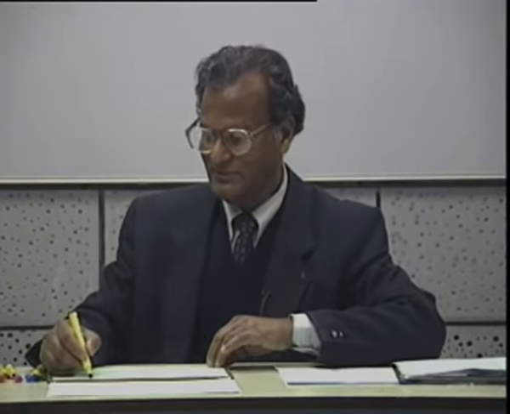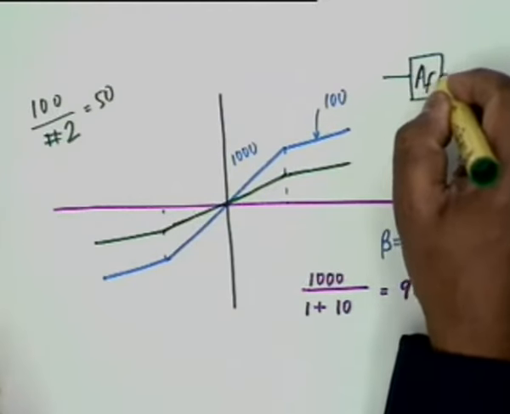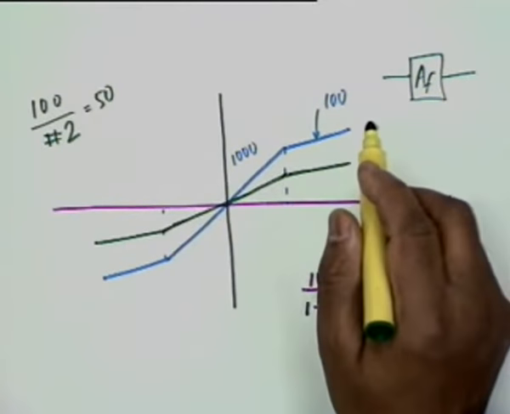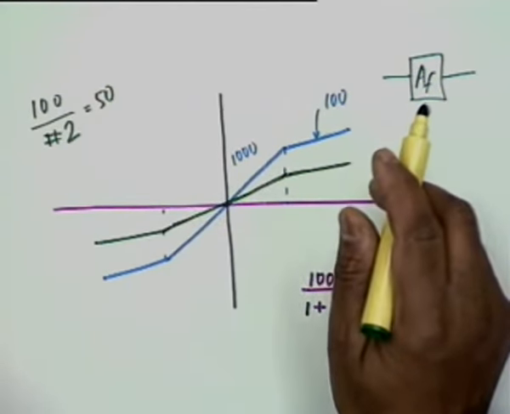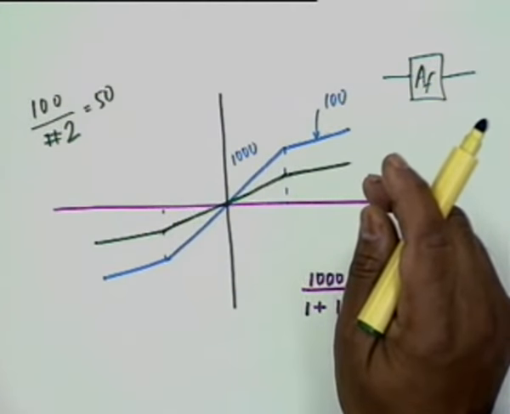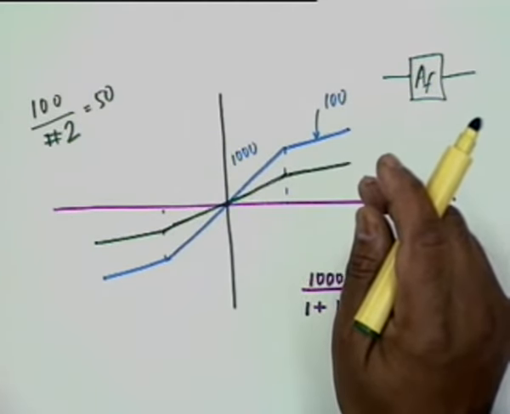What is the price that you pay? The gain. Gain is reduced by a factor of, in this range, 10 or 11? 11. The gain is reduced by a factor of 11. Now, one can argue that this feedback amplifier that you have, AF, you have reduced nonlinear distortion by introducing negative feedback. And the factor is 11.